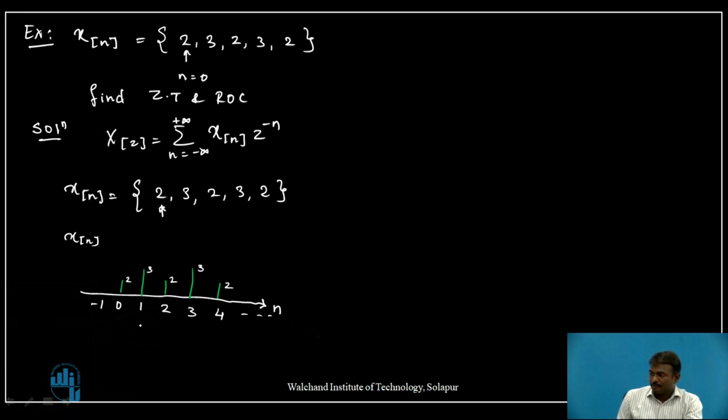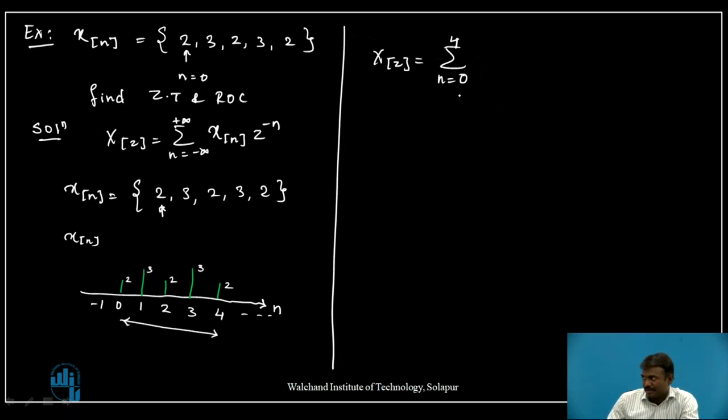From the graph we can see that the signal exists between 0 and 4. Therefore, the limits of the summation are changed and written as X(z) equal to the summation from n equal to 0 to 4 of x(n) z to the power minus n.